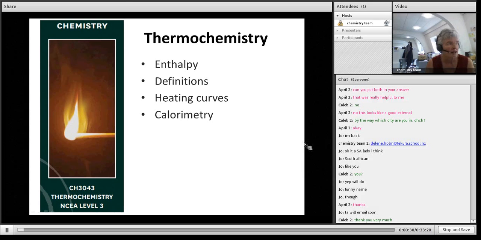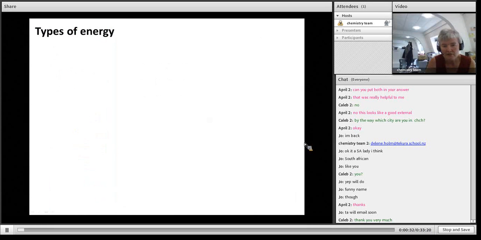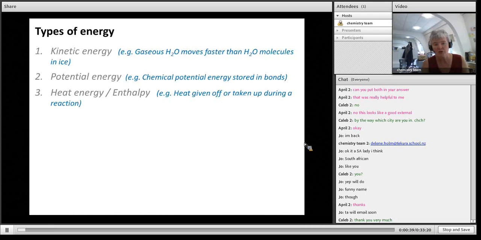So, the types of energy. If you think of the different types of energy, the ones that are important for chemistry, they're kinetic energy, that's the motion of the particles, and that's a good measure of the amount of heat they have, because the higher the temperature, the greater the kinetic energy.